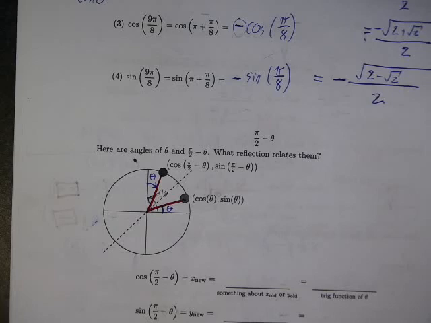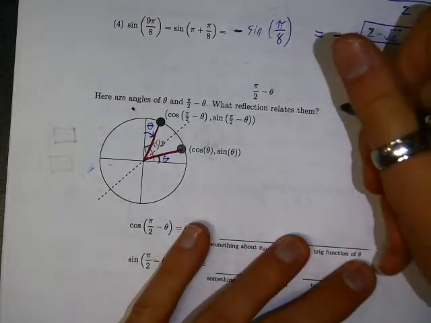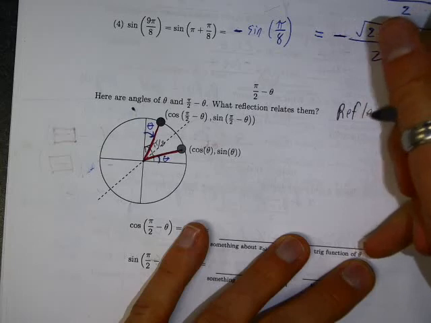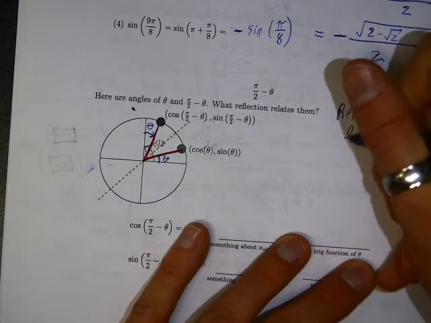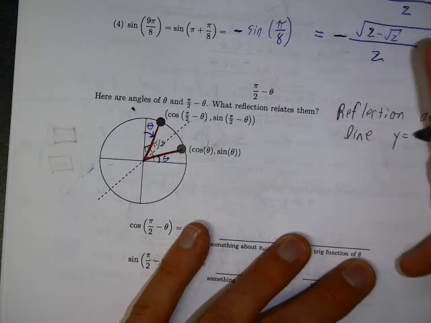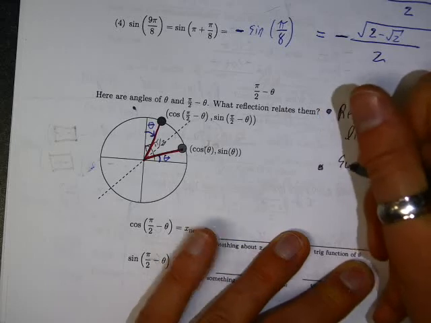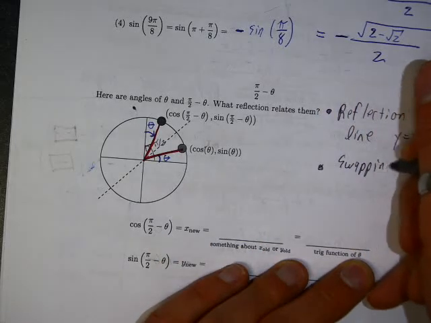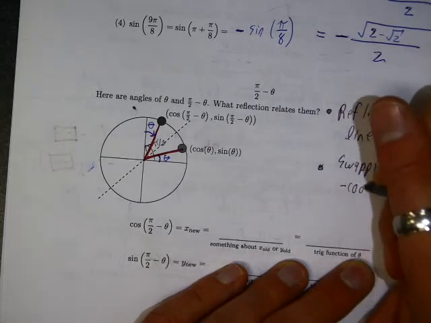Switch the x and y. You can switch the x and y coordinates because you're reflecting over the line y equals x. So I'll write both of those things down. Reflection over the line y equals x, which is the same as swapping x and y coordinates.